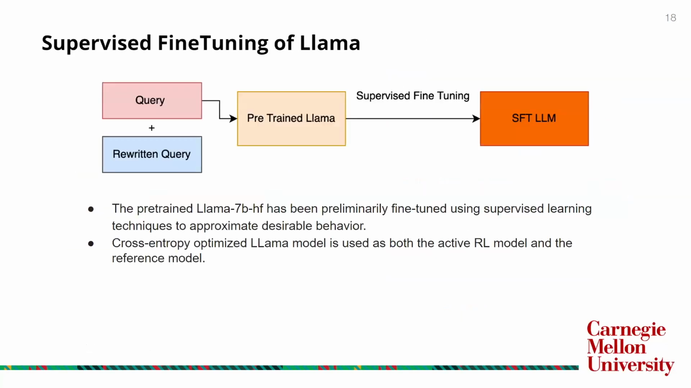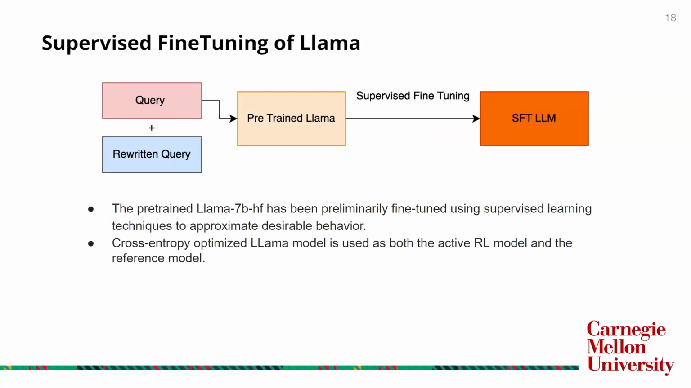Next, to start the RL fine-tuning, first we do SFT, which is supervised fine-tuning. So given the original query and the good rewritten query, which was created in the previous stage, a pre-trained Llama is fine-tuned with a cross-entropy objective. This is done to approximate a desirable behavior of rewriting in our Llama model.